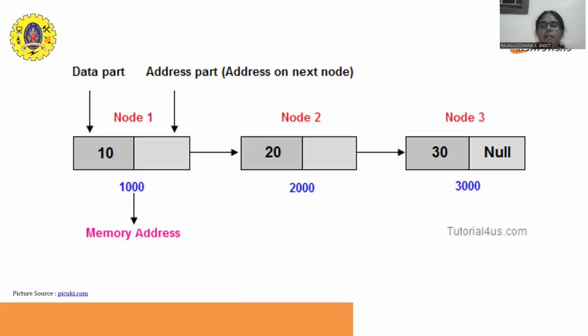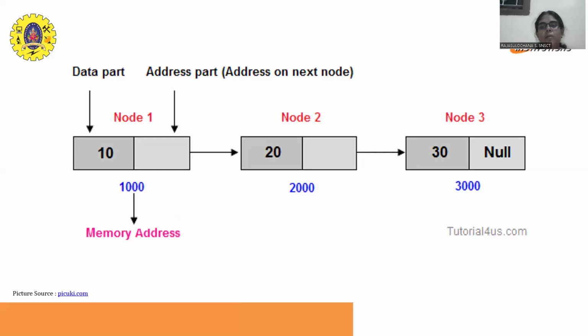So this is a pictorial representation of a linked list. As I said before, each node consists of two fields. One is the data field and the other one is the pointer field. So let us assume the memory address for each node. For the first node it is 1000, second node it is 2000, and third node it is 3000. So here the first field, the value 10, represents the data. And the next field will hold the address of the next node in the list.